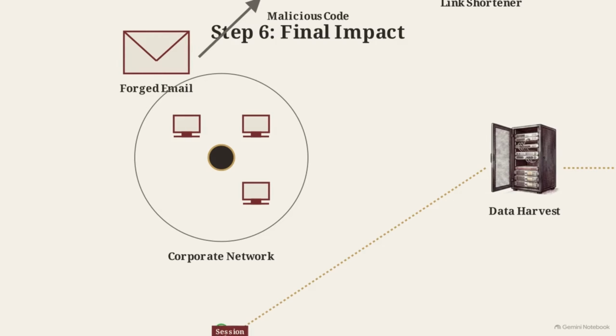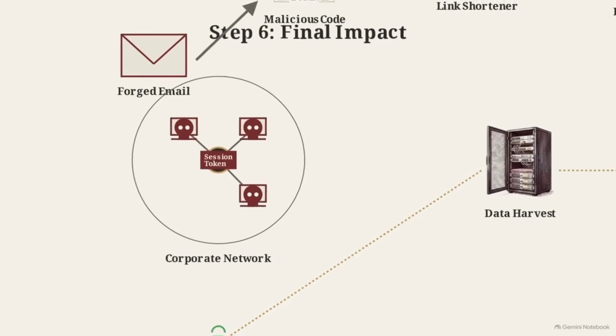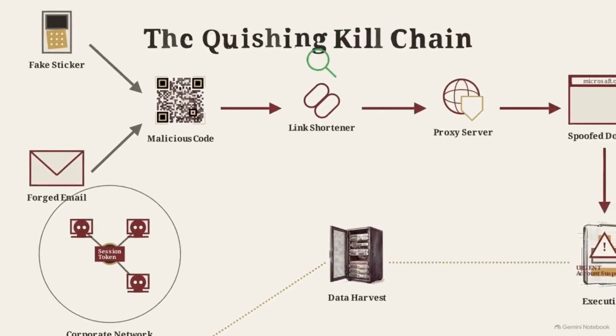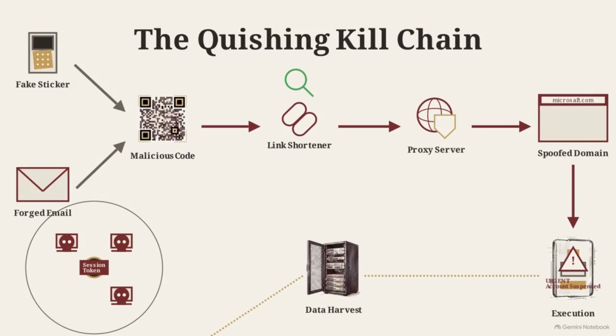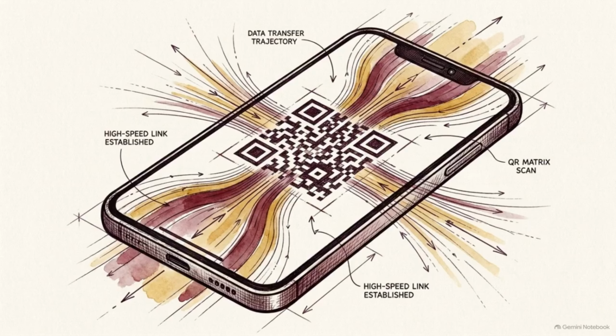Step 6 is the final impact. With your credentials or a stolen session token, the attacker takes over your accounts. They can then move laterally through a company's secure network or initiate a ransomware deployment. Scanning the code triggers an automated, multi-stage credential theft pipeline that activates in milliseconds, entirely out of your view.